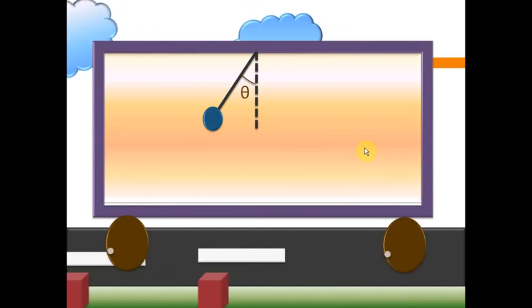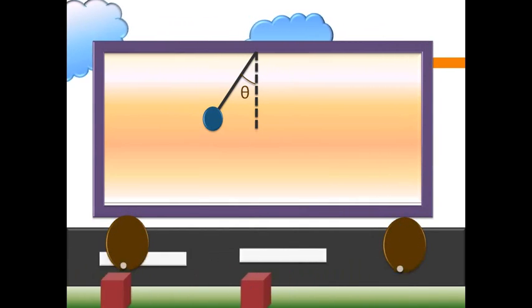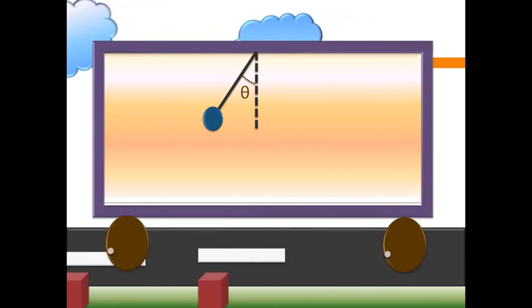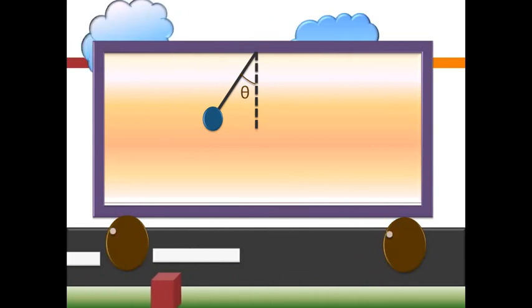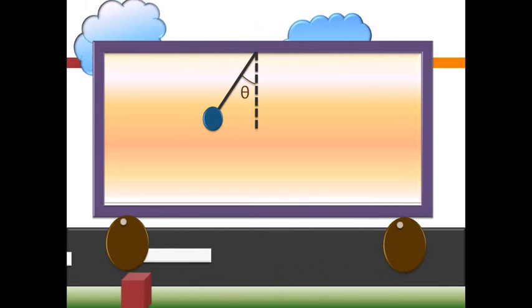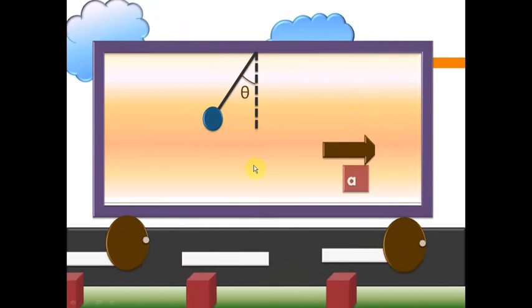Take a look at this trolley moving on the road. As you can see, a pendulum bob is hanging inside the trolley. This pendulum bob is tilted at an angle with the vertical. It's tilted at an angle theta and it is at rest with respect to the trolley. So we can find the angle theta here with the help of pseudo forces.